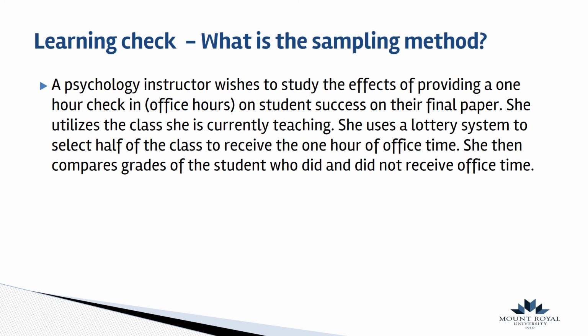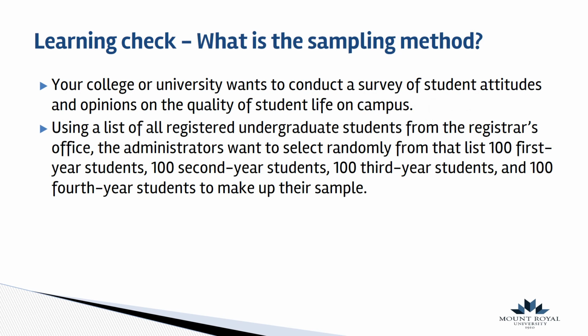So obviously that's an example of simple random. So with this situation, your college or university wants to conduct a survey of student attitudes and opinions on the quality of student life on campus. So using a list of all registered undergraduate students from the registrar's office, the administrators want to select randomly from that list 100 first year, 100 second, 100 third, and 100 fourth year students to make up their sample.